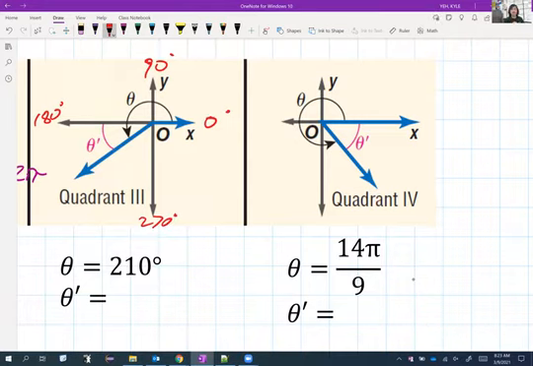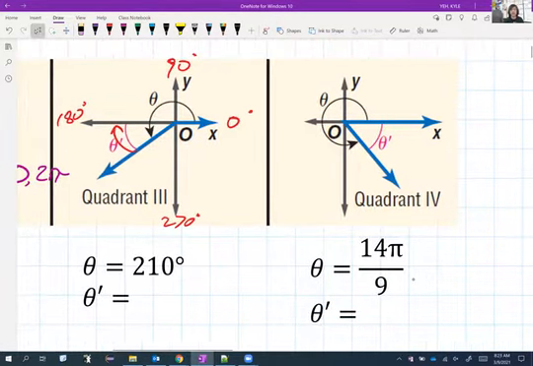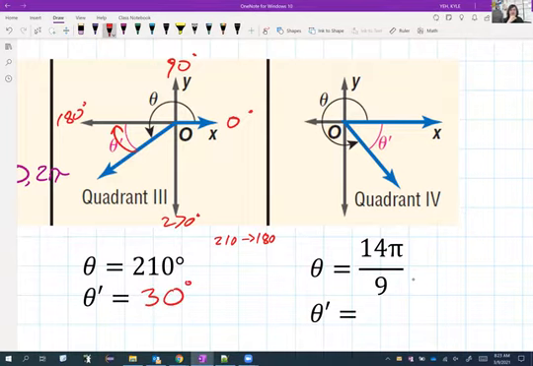So to get to the x-axis, shortest distance, should I go this way or that way? To the right, to the left, shortest distance, I should definitely go to the left. So I'm currently at 210. I'm trying to get back to 180, my x-axis. So 210, and I need to go to 180. My theta prime is going to be 30 degrees because I'm traveling 30 degrees to get there.